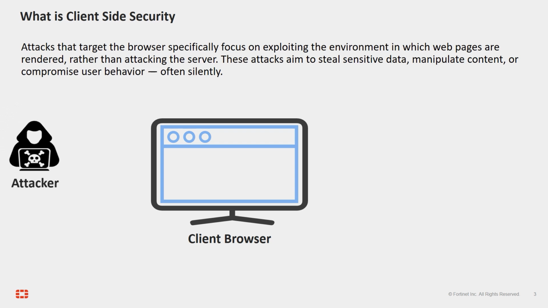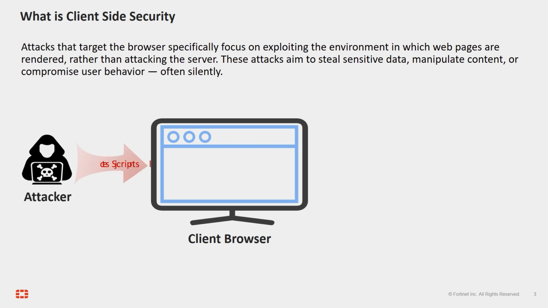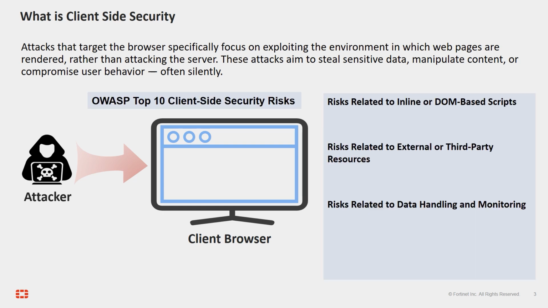Attacks that target the browser specifically focus on exploiting the environment in which web pages are rendered, rather than attacking the server. These attacks aim to steal sensitive data, manipulate content, or compromise user behavior, often silently. Let's walk through how OWASP categorizes common browser security risks, using straightforward examples along the way.